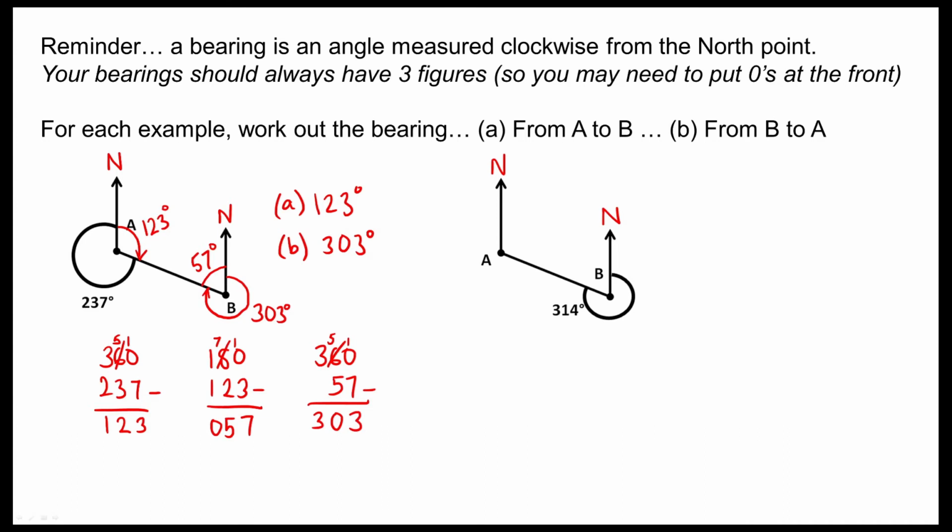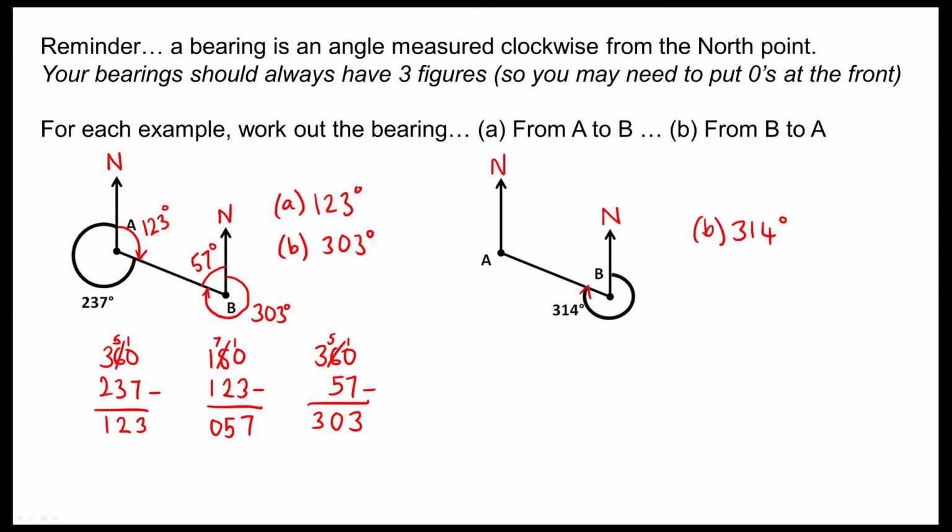In this next example, we're given a different angle to start with. Because of this, it's probably easier to work out part B, which is the bearing from B to A first. In fact, the angle that we're given is that, because if we go to point B, draw our north line going up and measure clockwise around until we hit A, it gives us this angle that we're given. So we can start off by saying that the answer to B is 314 degrees.